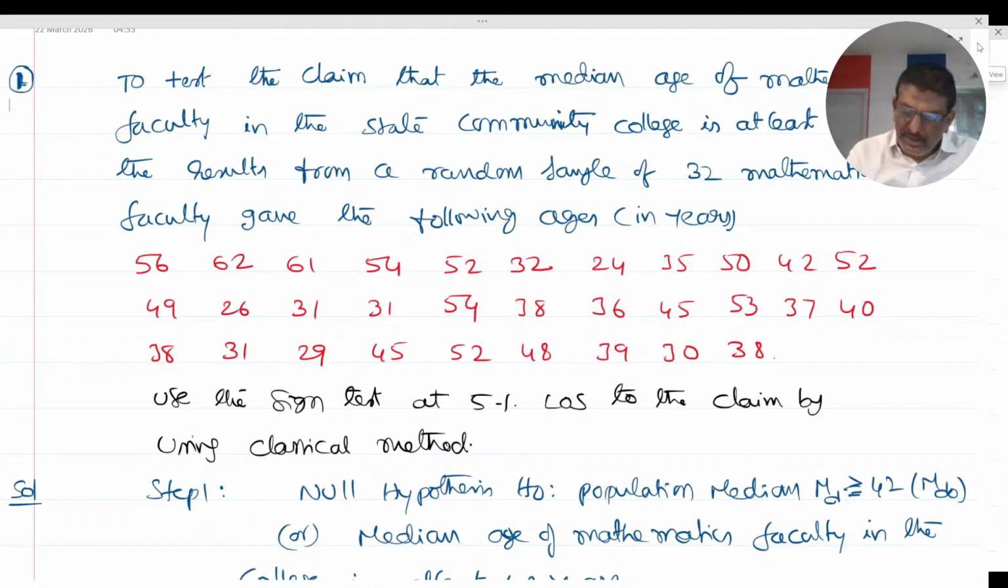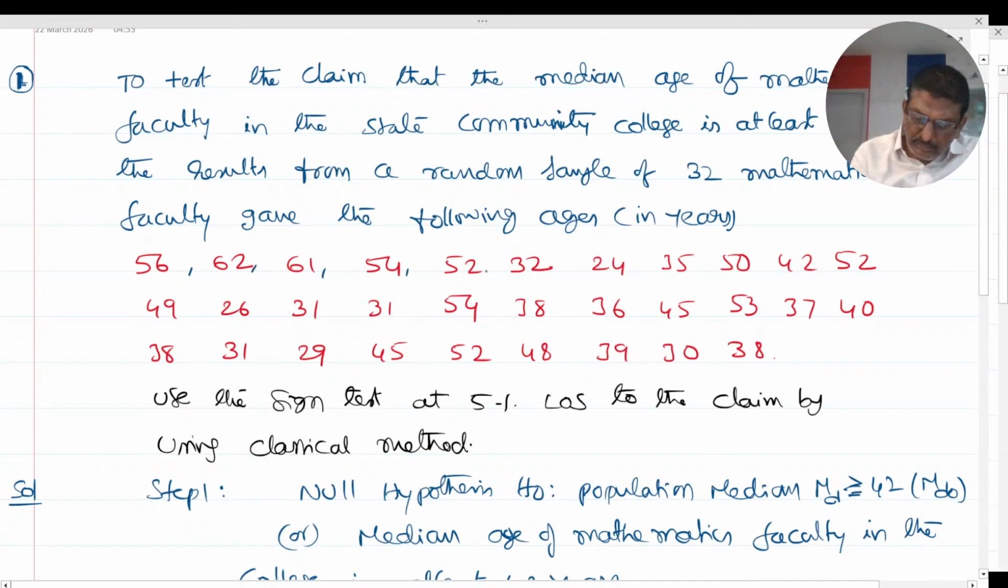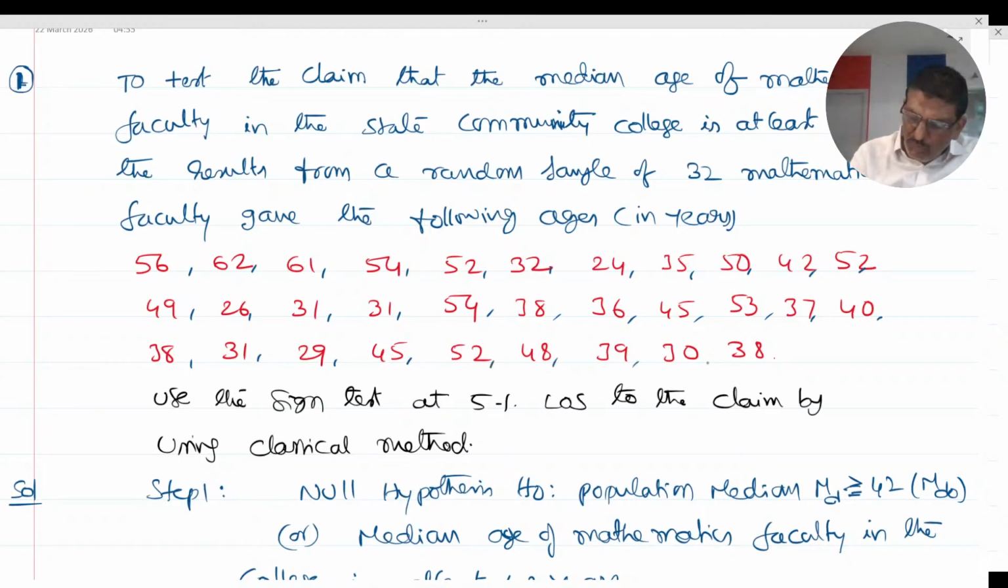All these are the faculty ages. Here this information is given by the researcher. Now use the sign test at 5% LOS to test the claim, using the classical method. Our method is the classical method.